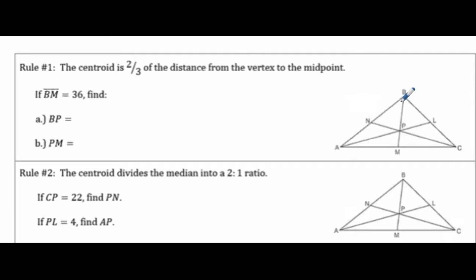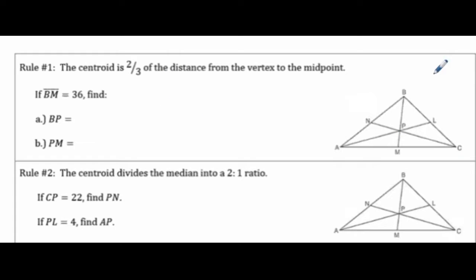So a centroid is the intersection of three medians. Basically, in the diagram here you have BM drawn from the vertex to the midpoint of the opposite side. That's called the median. If you have the intersection of three medians, point P here would be a centroid.